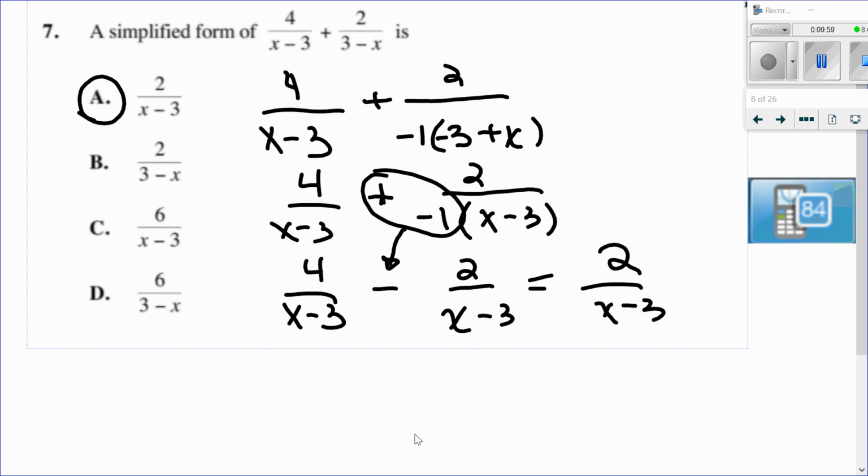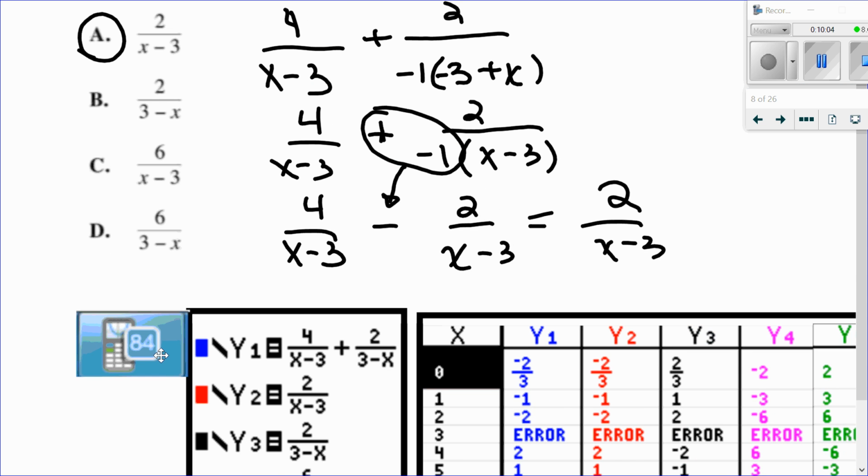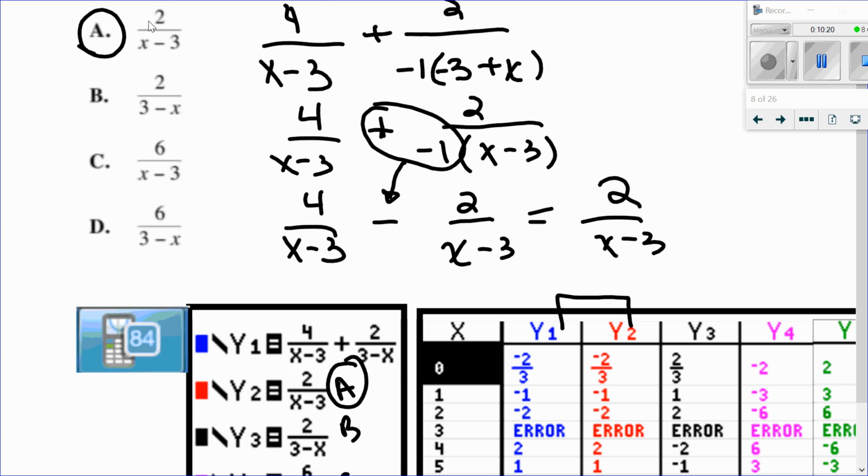So again, since this is a multiple choice question, we can do this on our calculator. So I just want to look at that. I put my original question into y1, and I put each of the options into the remaining y equals. And I can see that y1 is the same as y2. So that tells me A is the option for sure. So that's why it's A.